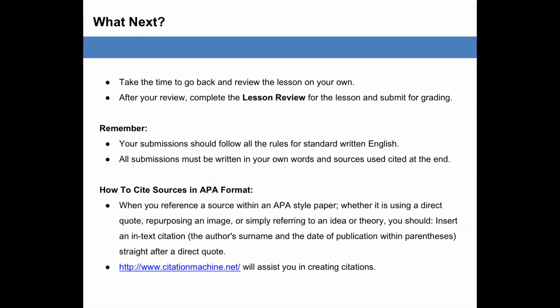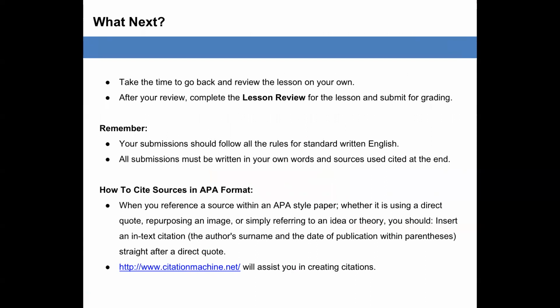What next? Take the time to go back and review the lesson on your own. After your review, complete the lesson review for the lesson and submit for grading. Remember, your submission should follow all the rules for standard written English. All submissions must be written in your own words and sources used cited at the end.